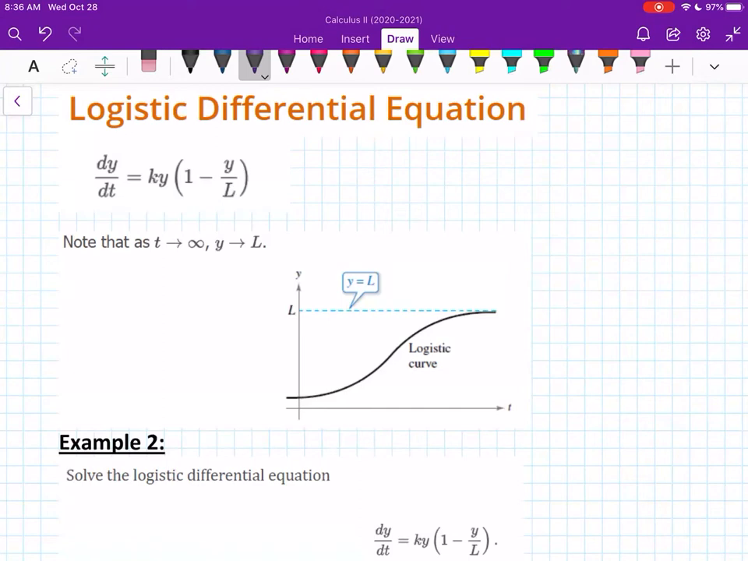Or we can use this model for when a disease spreads in a population, right? The disease can only spread to as many people as are in the population. So we call that the carrying capacity, which is represented by this constant L. And k is our other constant. When we graph a logistic differential equation, the curve is going to approach that L, its asymptote, as time goes to infinity.